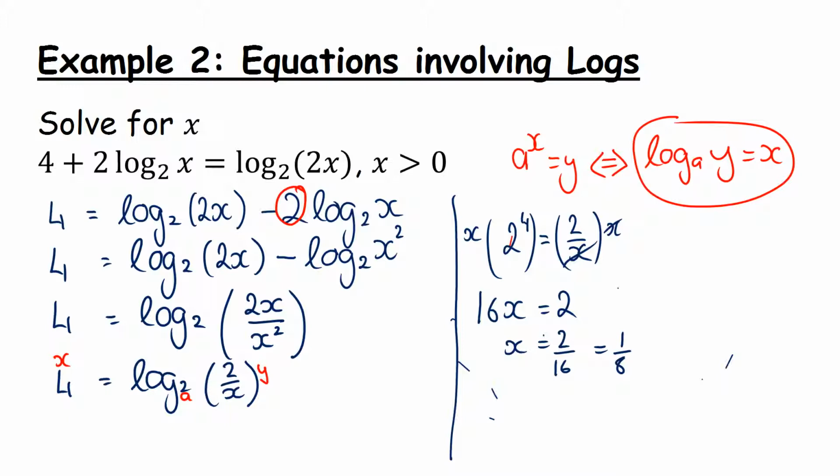As you can see, there are 2 separate logs here, one on the left hand side and one on the right hand side. Like any equation that we deal with, we want to try to get our logs on one side and our numbers on the other. We're used to this. We usually try to get our variables on one side and our numbers on the other. So let's say 4 equals log to base 2 of 2x, and this becomes a minus 2 log to base 2 of x.